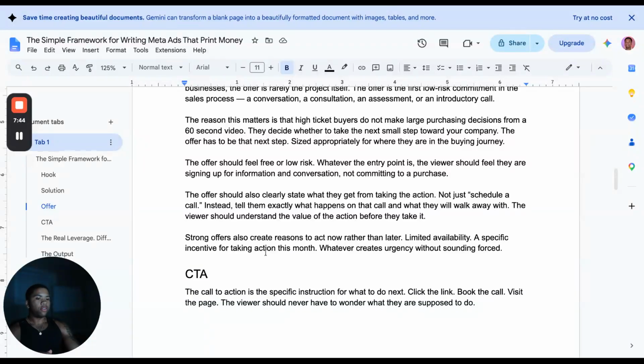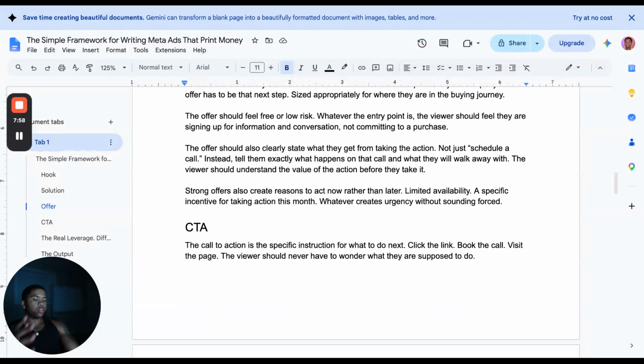And so a strong offer is going to create a reason to act now rather than later. Whether that's limited availability, or maybe a specific incentive for taking action this month, you just have to create some sense of urgency without it seeming forced. Okay. And then we move into our call to action.